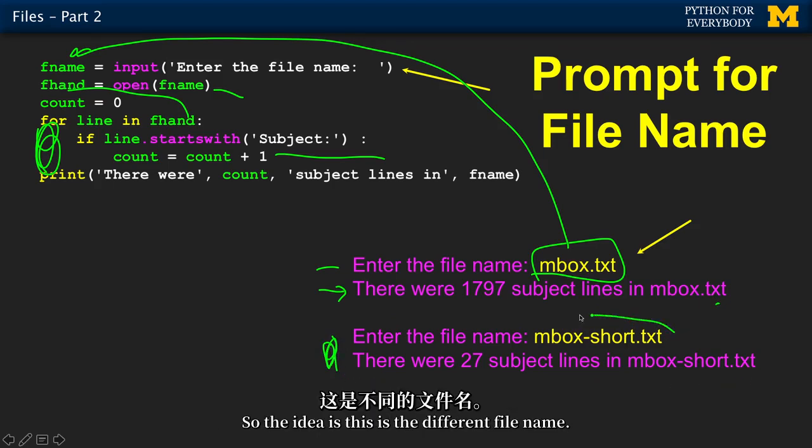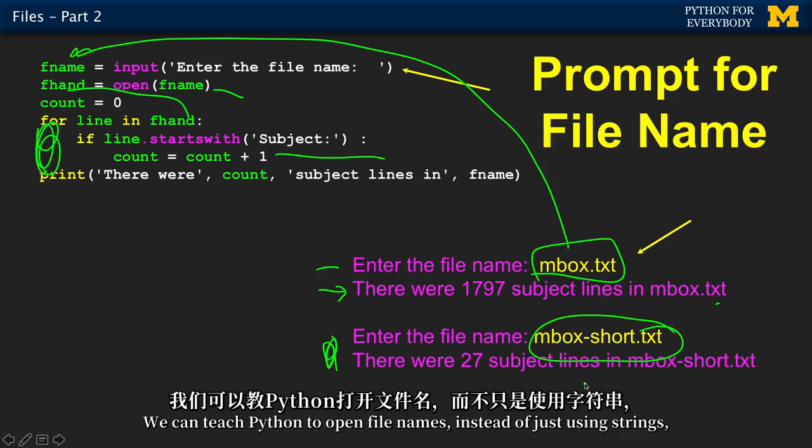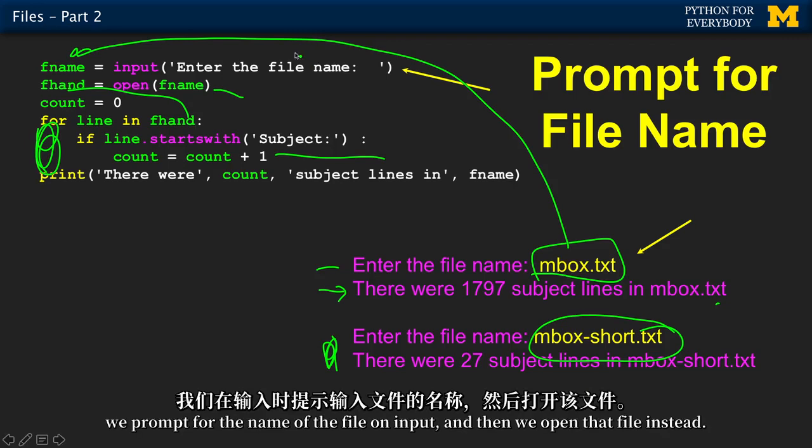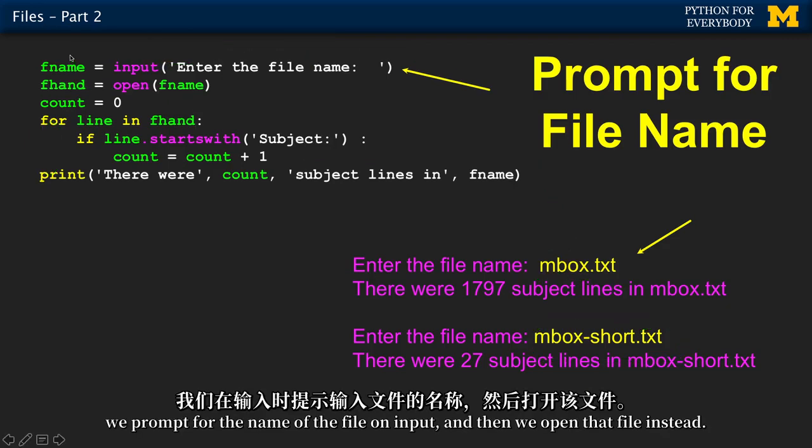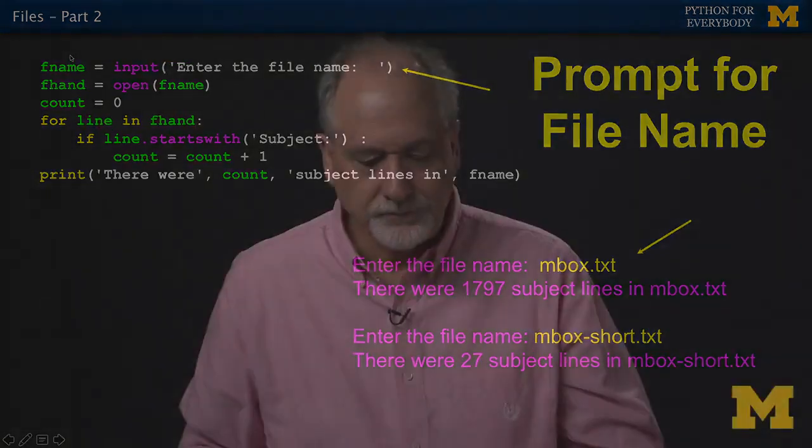So the idea is this is the different file name. We can teach Python to open file names. Instead of just using strings, we prompt for the name of the file on input, and then we open that file instead.